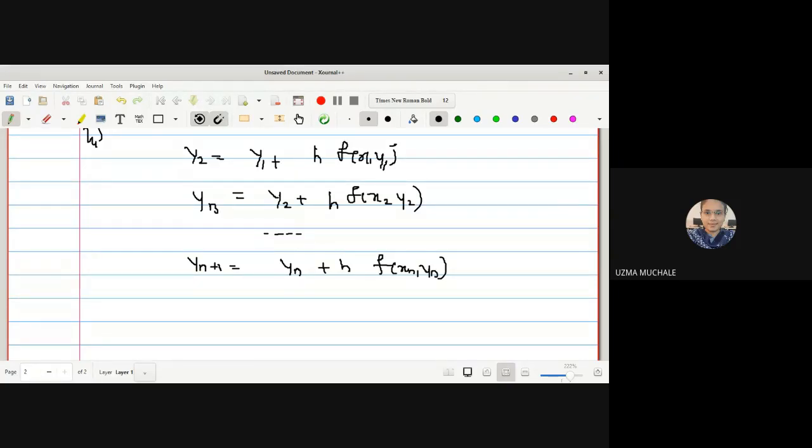Okay, write the question. Solve the ordinary differential equation by using Euler's method with the initial condition y of 0 is equal to 1. Our equation provided to us is x plus y square.